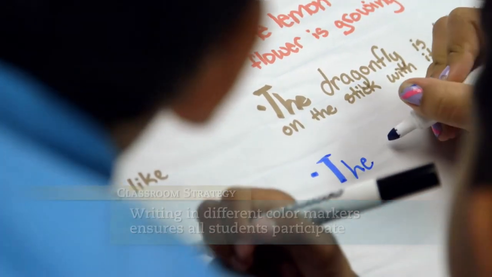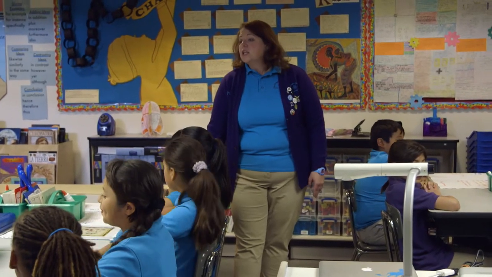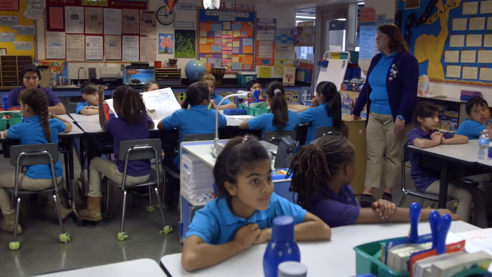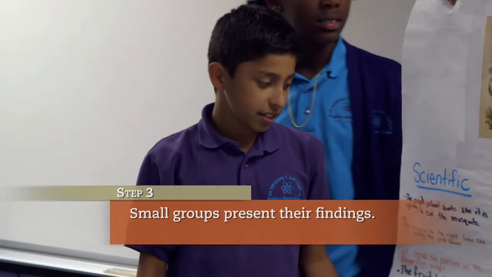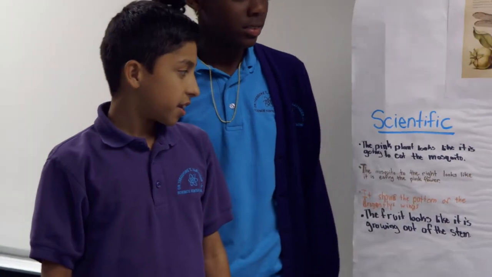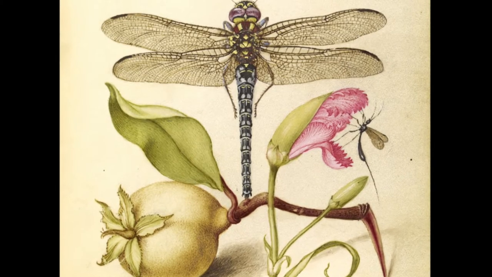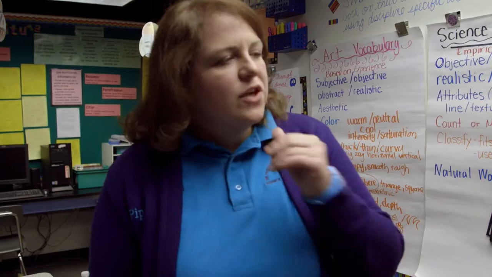So now we're going to share with the class. I want you to be sure to project your voices, look at your audience, talk to the people sitting and watching you. So everyone share one scientific thing and one artistic thing. I think that something scientific is that the pink plant looks like it's going to eat the mosquito like a Venus flytrap. Josue, you said it looks like it's going to eat the insect.